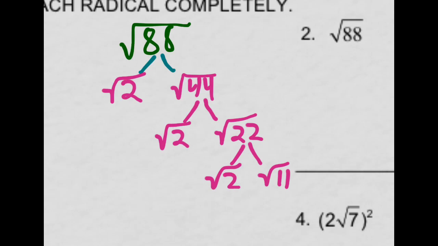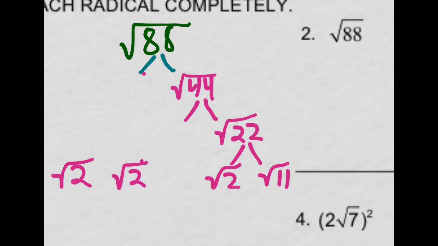And can I do anything else with the square root of 11? No, there are no factors. It's a prime number. So no factors other than 1 and 11. So that's a dead end as well. So here are my dead ends. So I'm going to take those dead ends and I'm going to move them down here because I want to multiply them all together here. Alright. I'm going to make some room.